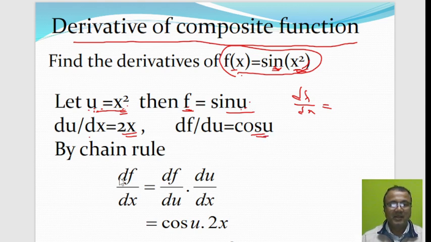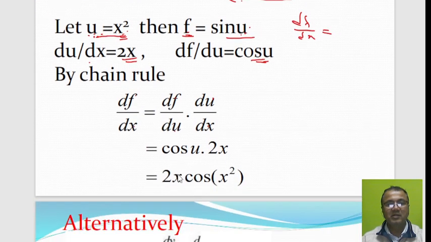So now, by using the chain rule, df by dx you can write as df by du into du by dx. So what is the value of df by du? That must be equal to cos of u, and du by dx is equal to 2x. Okay. So now we are getting the value, which will be equal to 2x cos of x square.